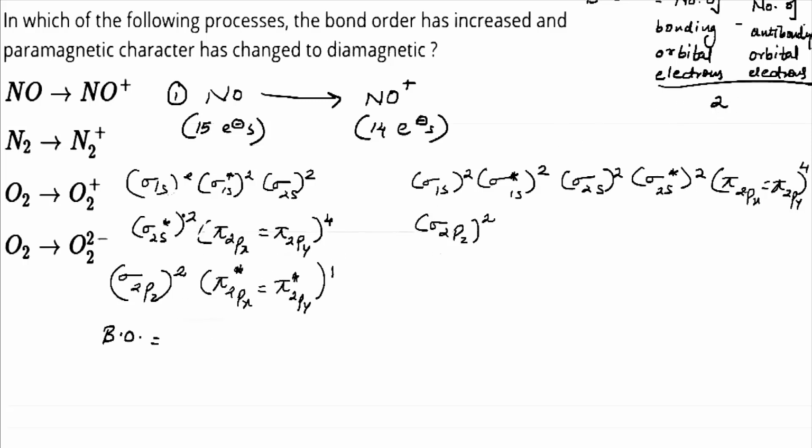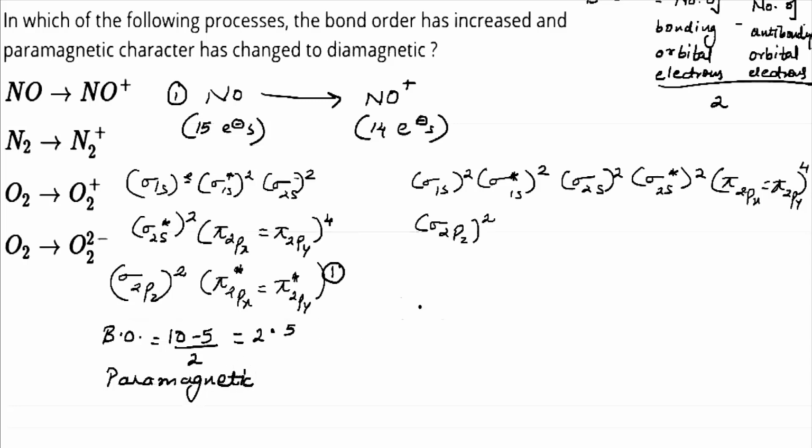So the same way we are going to use over here. In bonding, it's 2 plus 2, 4 plus 4, 8 and 2, 10. Total 10 are there. And in anti-bonding, that is the starred ones, 2 plus 2, 4 and 4 plus 1, 5. So that's going to be 5 by 2 and that is equal to 2.5. Now since there is one unpaired electron, we call it a paramagnetic character.